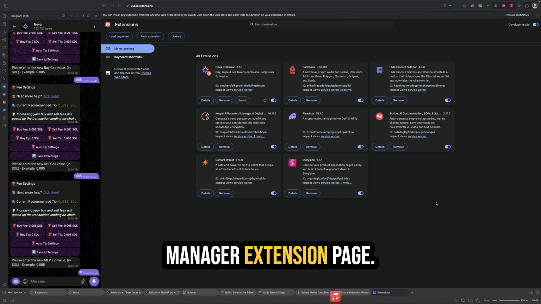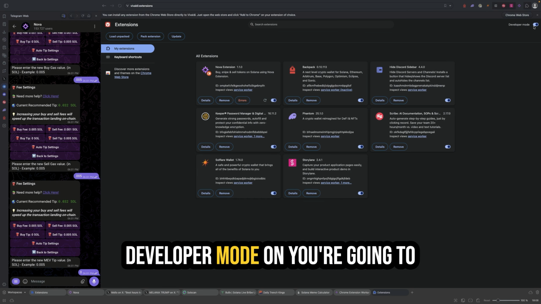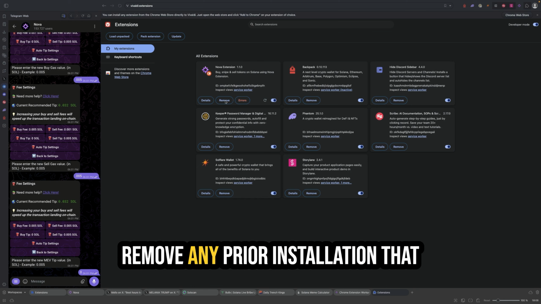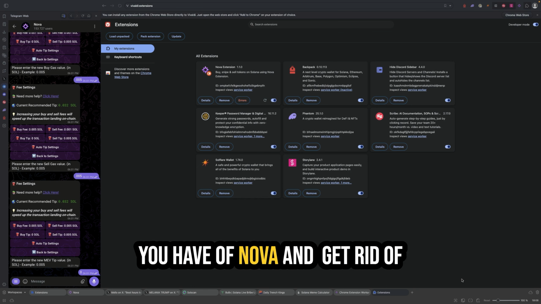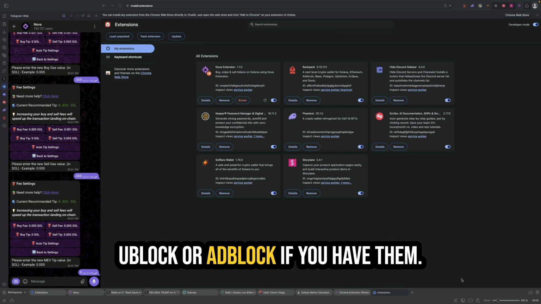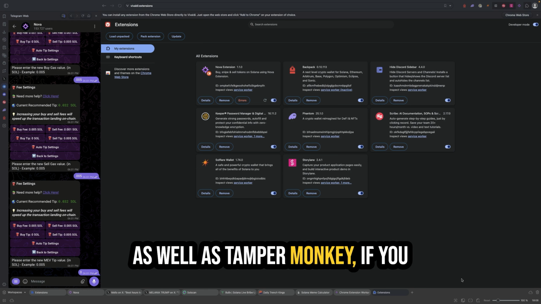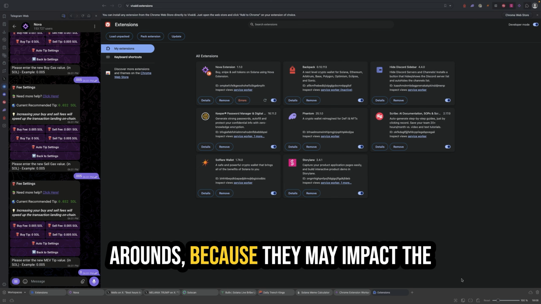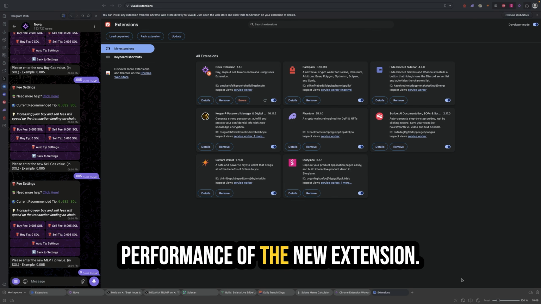First, you'll go to your Manage Extension page. You'll make sure that you have developer mode on. You're going to remove any prior installation that you have of Nova and get rid of uBlock or AdBlock if you have them, as well as Tamper Monkey if you were using those for prior workarounds, because they may impact the performance of the new extension.